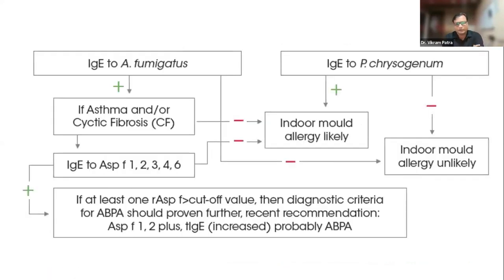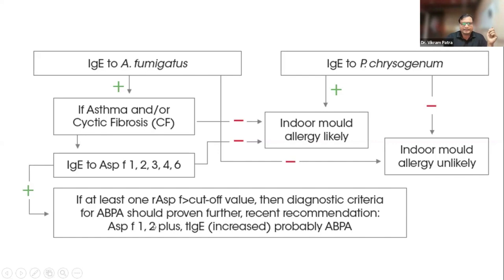So I'll go through this algorithm. For ABPA diagnosis, one of the criteria is to have positive IgE, be it through skin prick test or the serospecific IgE against Aspergillus fumigatus. If the patient has asthma or cystic fibrosis, then you go for the components. The components commercially available for Aspergillus are 1, 2, 3, 4, and 6. If at least one is more than the cutoff value as discussed in the Indian study, then the diagnostic criteria for ABPA should be proven further by the other criteria as per the ISHAM guidelines.